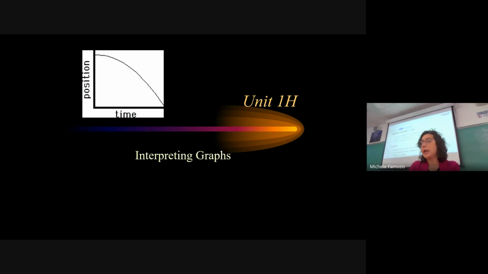And they are in your packet on pages 17 through 19. So when we get there, I'll just highlight which ones I want you to do. So what we're going to do, and this will finish unit 1, by the way.